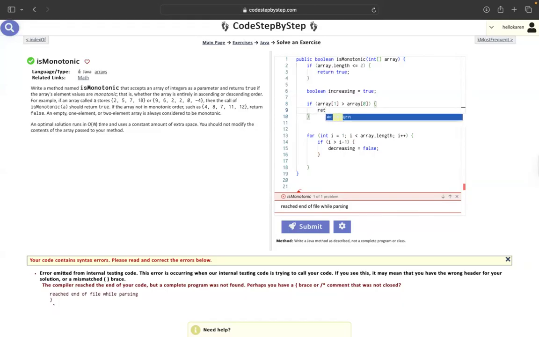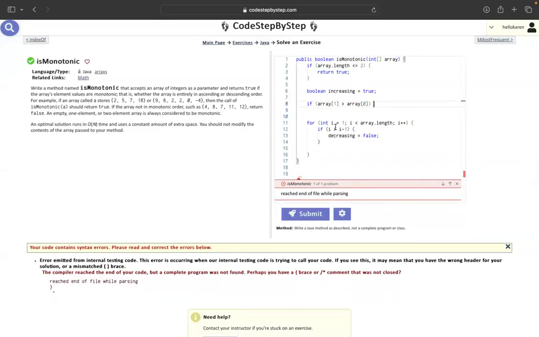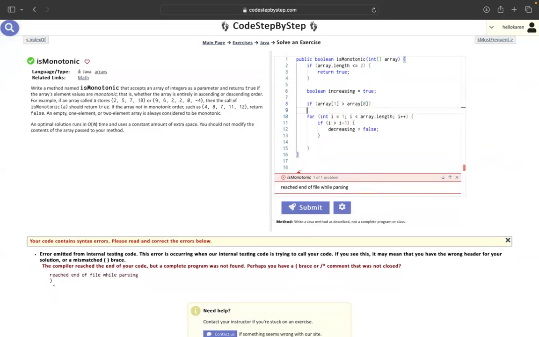Right. Return true? No, you don't return anything here. This is only to check the first two numbers inside your array. If my second number is bigger than my first number, then I know that I'm looking for an ascending trend for the rest of the array, right? Does that make sense?